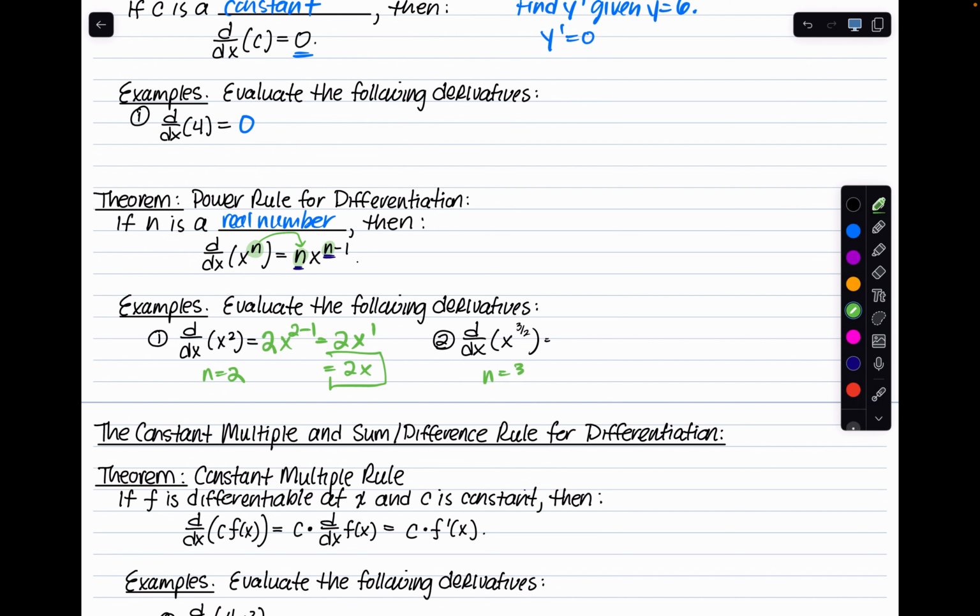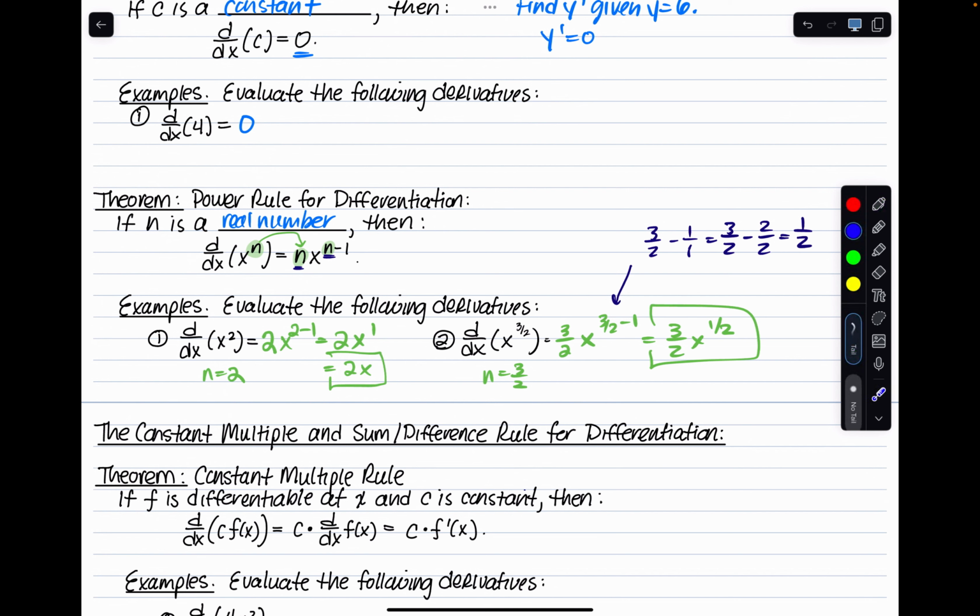So in this case, n is 3/2. We're going to bring the 3/2 down out in front. And then that power is going to be 3/2 minus 1. As a reminder, adding and subtracting fractions, you want to find a common denominator. This number 1 is like 1 over 1, so we can write this as 3 over 2 minus 2 over 2, and then subtract the values in the exponent of the fraction. So we have 3/2 x to the positive 1/2 as our final derivative. Now that exponent is not a 1, so we definitely want to keep it written.